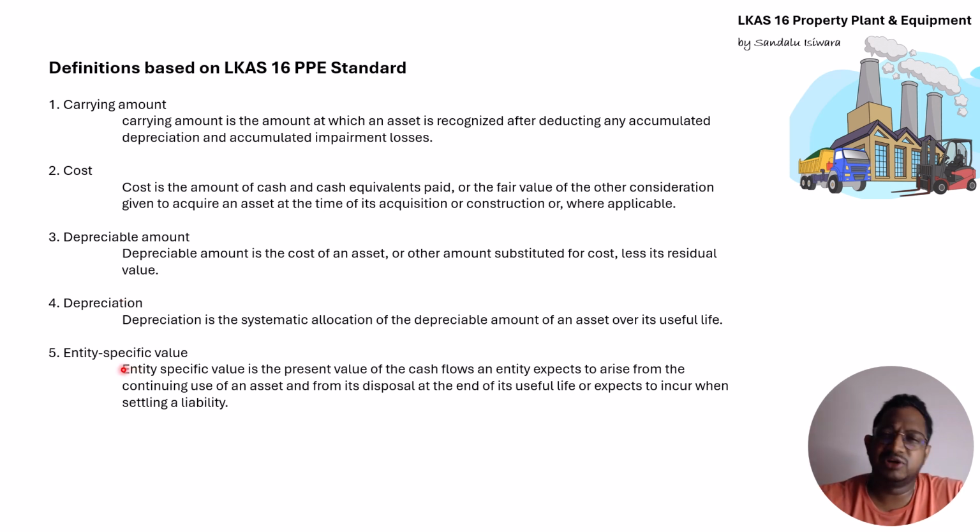And this is also new. This is also not relevant for the local A-level syllabus, but I put that in my video. Entity specific value is the present value of the cash flows an entity expects to arise from the continuing use of an asset and from its disposal at the end of its useful life, or expects to incur when settling a liability. And if you are sitting for the local A-level, just ignore that, right?